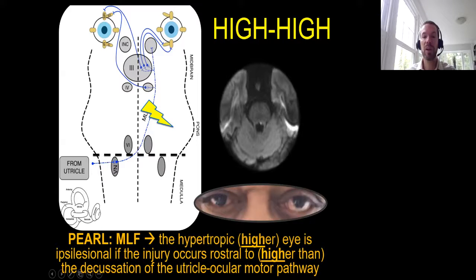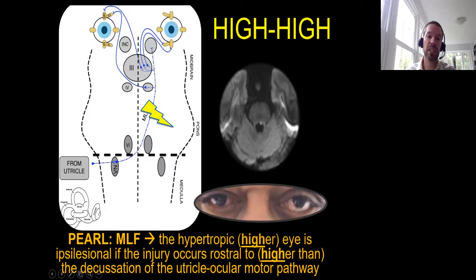So again, we are higher than the decussation of the utricle-oculomotor pathways. The higher eye is on the same side as the lesion. So the hypertropic higher eye is ipsilesional if the injury occurs higher than the decussation of the utricle-oculomotor pathway. So low, in this case, the lesion was on the left side. This is a left lateral medullary stroke. The left eye was lower. It was a left-sided stroke.